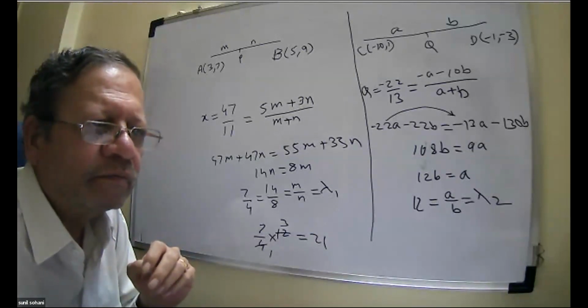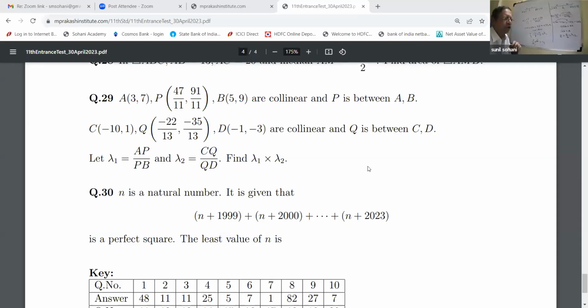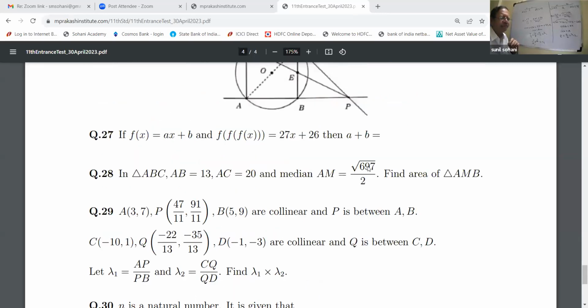Let me share the paper again for some time. We are going to do question number 28. In triangle ABC, AB is 13, AC is 20, and median AM is square root of 697 upon 2. Find the area of AMB. So let us draw the picture. I am stopping the question sharing.